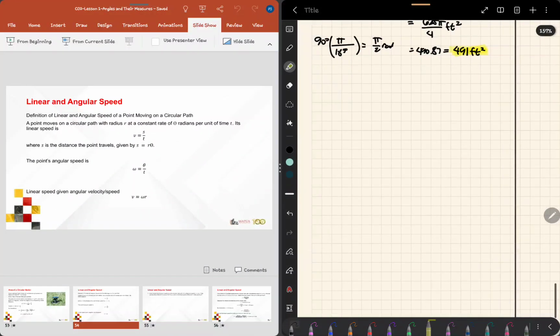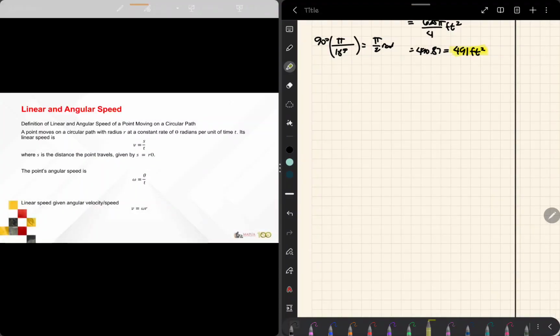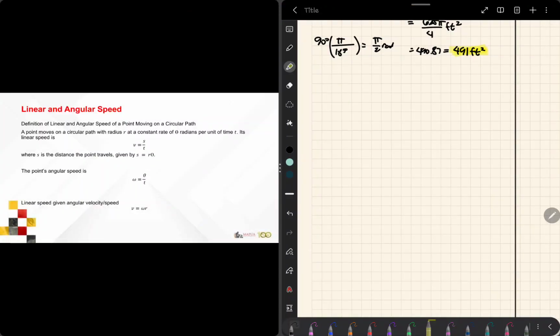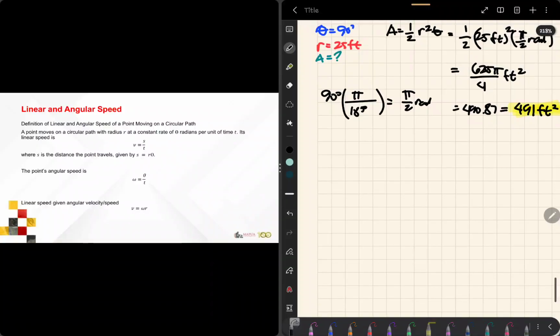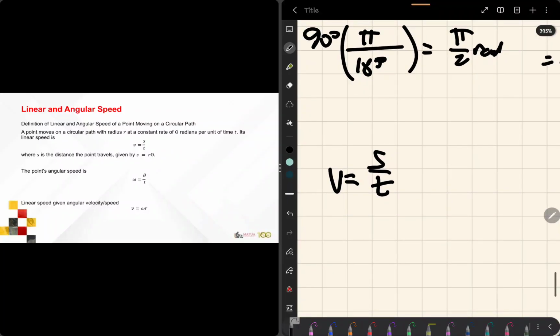Next, we will now discuss linear and angular speed. The definition of linear and angular speed of a point moving on a circular path: a point moves on a circular path with radius r at a constant rate of theta radians per unit of time. Its linear speed is v is equal to s over t, where v is simply our velocity, s is our arc length, and t is our time.